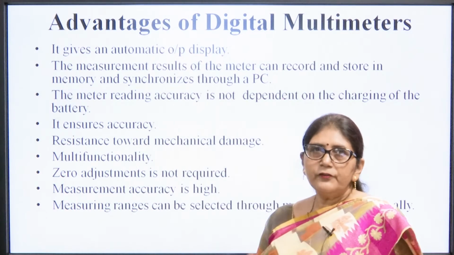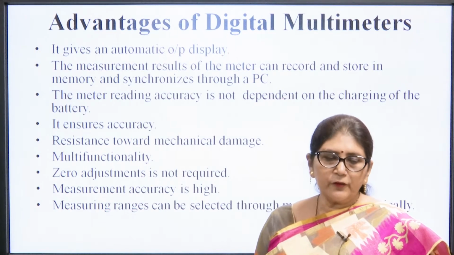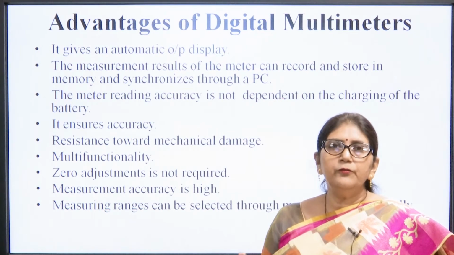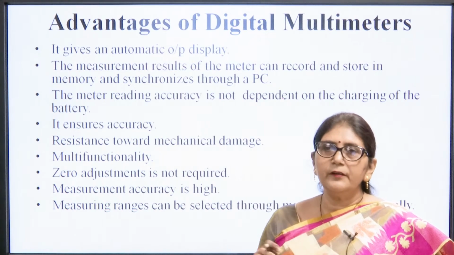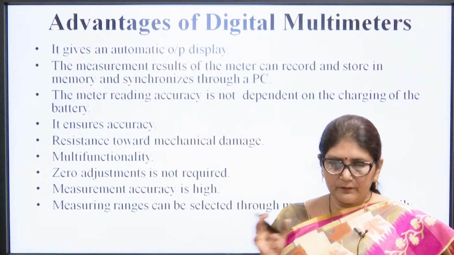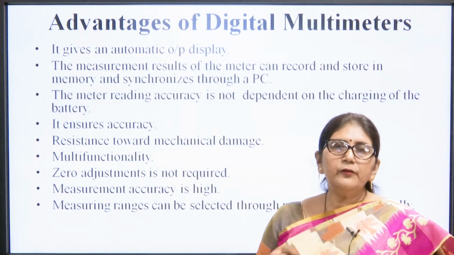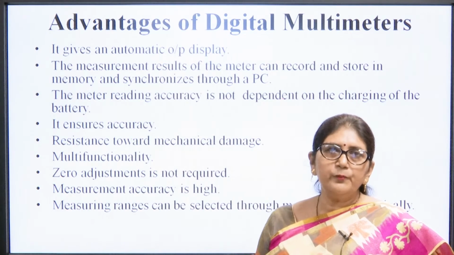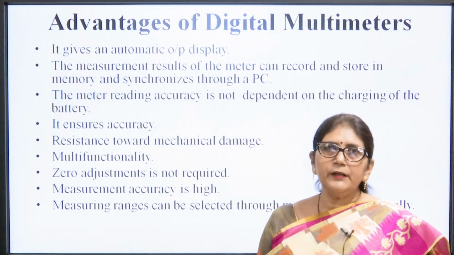Then what is the advantage of the multimeter? First of all, it gives an automatic output display. We do not need to write down the reading, because it does not have an analog output display. So, we do not need to note down the readings. There is no parallax error and other such things. So, it automatically displays the output.